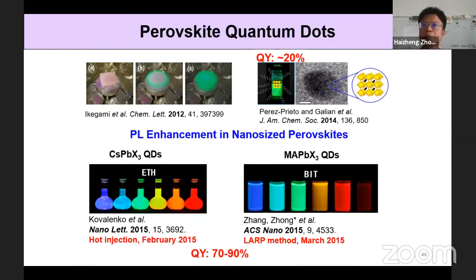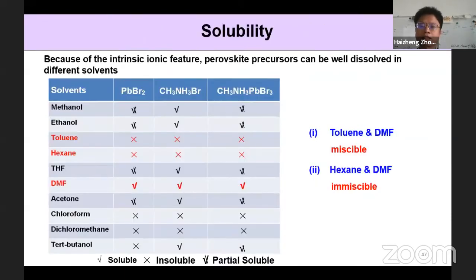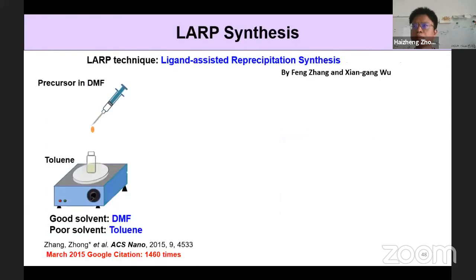So the LARP synthesis was developed based on the solubility difference of perovskite precursors in different solvents. We first determined the solubility of perovskite precursors in different solvents. As we showed, perovskites can be well dissolved in polar solvents, but are not soluble in non-polar solvents. And we chose two pairs for the fabrication: toluene and DMF, which are miscible, and hexane and DMF, which are immiscible pairs.